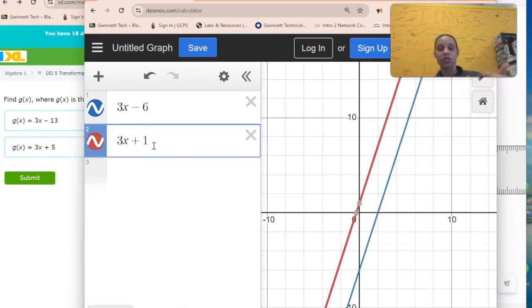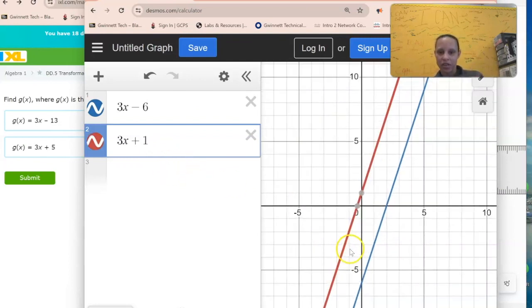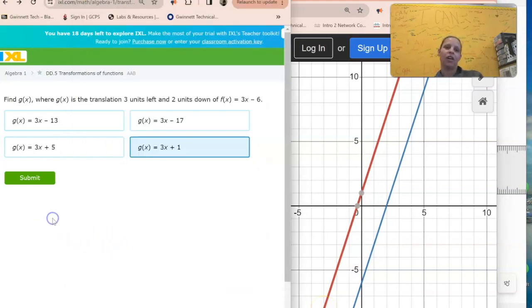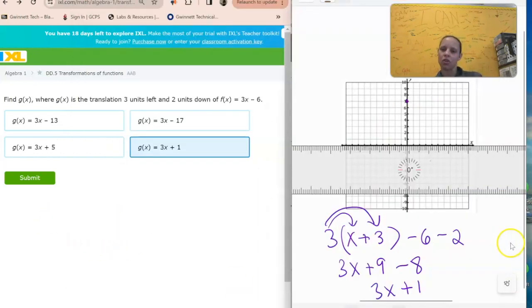So this is plus 1. So this should be the right answer. All right, so again, let me zoom in. Each box is 1. Did I go from this point? Did I go 1, 2, 3, 1, 2? Am I on the red line? I am. Okay, so that took equally as long, I think.